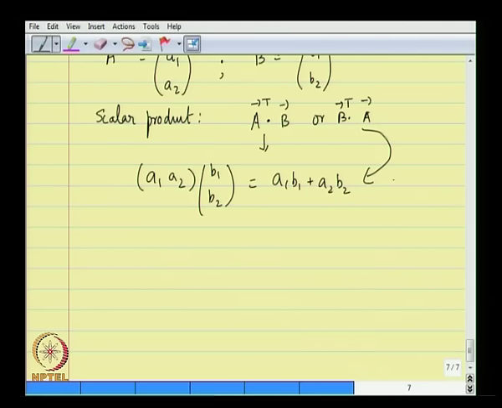So, this will also give you the same result, namely B1, B2, which is B transpose, and A, which is A1, A2, will also give the same answer. Okay.